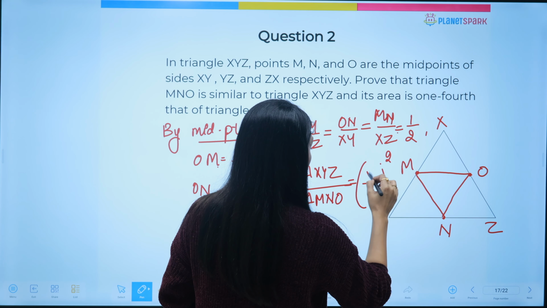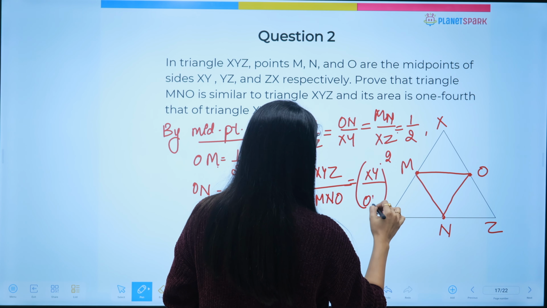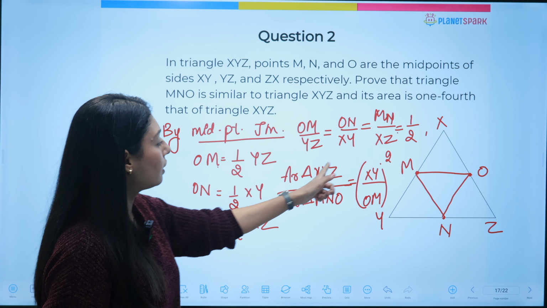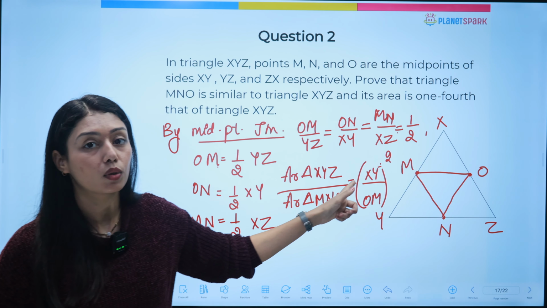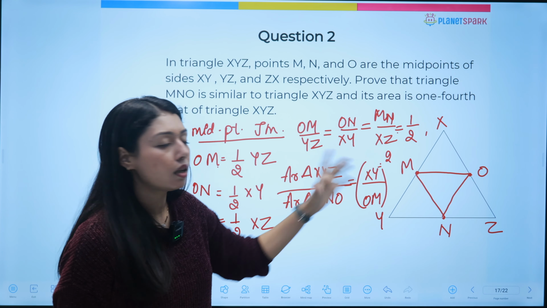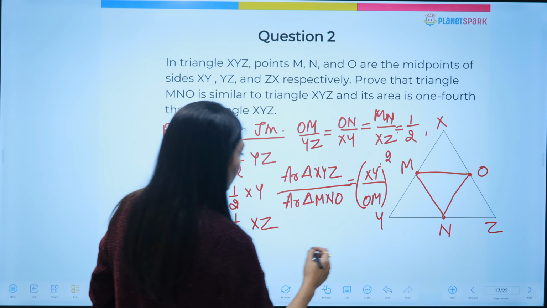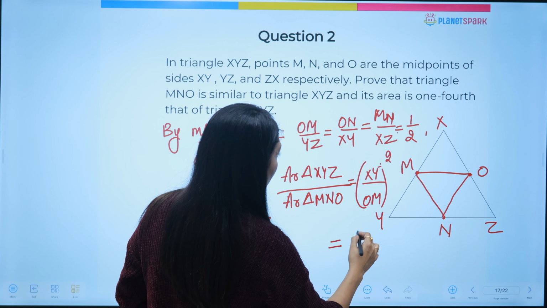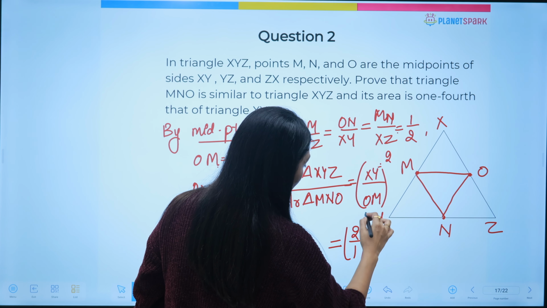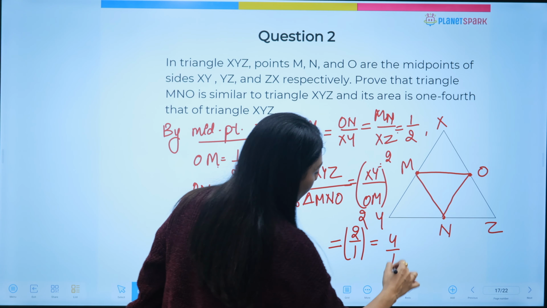Okay then. XY, OM, right? This triangle, so side of it, this triangle only, right? XYZ triangle है तो side भी उसी की लेंगे. So I can say the ratio of the areas will be what? This ratio is what? 2 by 1, square of that, so 4 by 1, right?